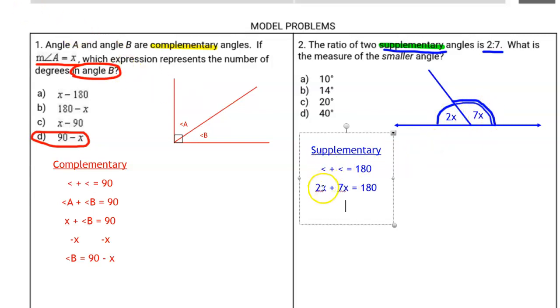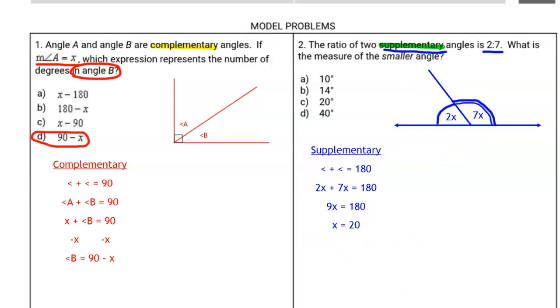The first angle being 2x and the second angle being 7x, not really caring which one goes where because of the commutative property of addition. Well, 2x plus 7x, that's 9x. So I can say that 9x is equal to 180. And then in order to solve this equation, I can divide both sides by 9. A very easy proposition, x is equal to 20. So the measure of x, this value, is 20.